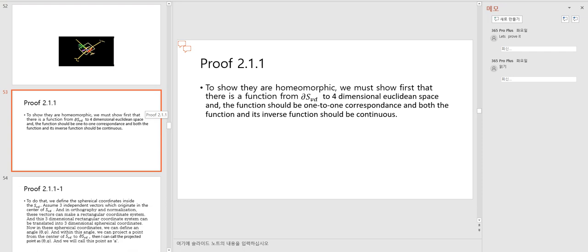Let's prove it. To show they are homeomorphic, we must show first that there is a function from dS3D to four-dimensional Euclidean space, and the function should be a one-to-one correspondence, and both the function and its inverse function should be continuous.